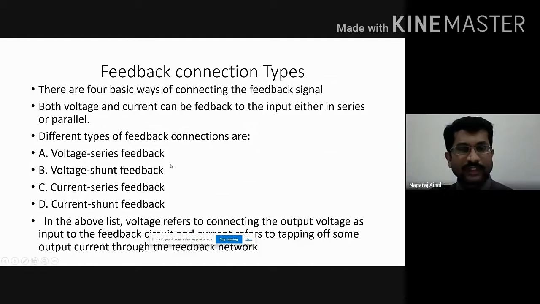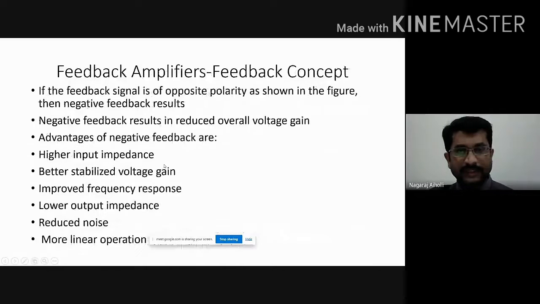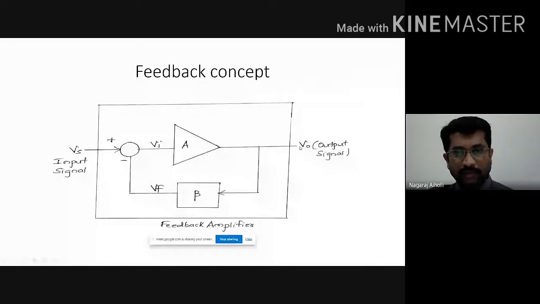Now, voltage series feedback means the output voltage of the amplifier is collected and applied as input to the feedback circuit, and series means the output from the feedback circuit is applied in series with the input. That is voltage series. Voltage shunt means the output is collected from the output of the amplifier, and the output of the feedback circuit is applied in shunt, or in parallel, with the input.